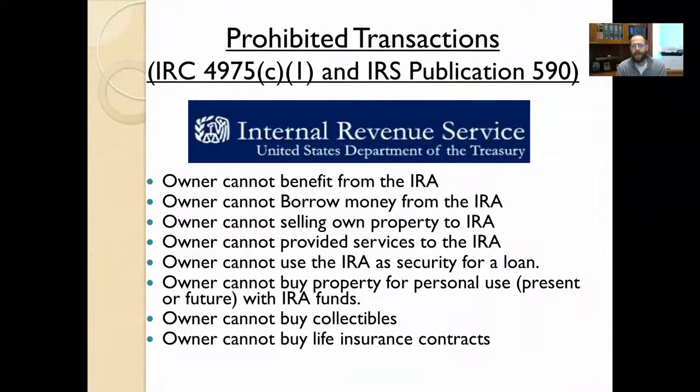And then here we also have prohibited transactions. Again, a continuation of 4975 and the IRS Publication 590. Here again, the principle: the owner cannot benefit from the IRA. Owner cannot borrow money from the IRA. Owner cannot sell their own property to the IRA. Happens all the time. Well, I want to buy a piece of property. I already have a piece of property. Can I buy my property with my IRA? No, you're getting present benefit.